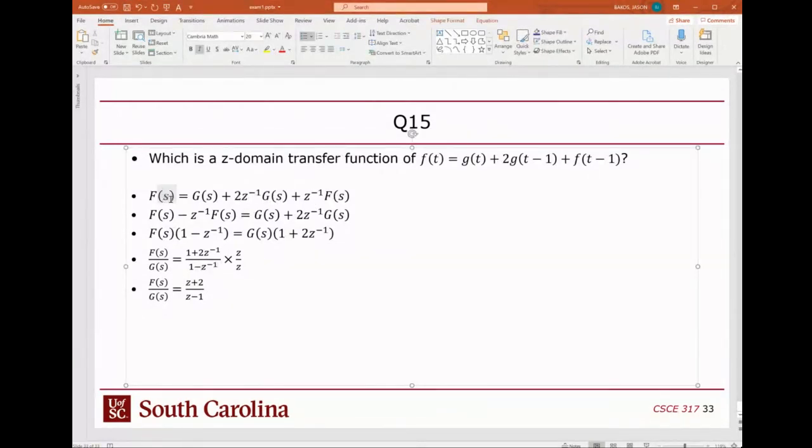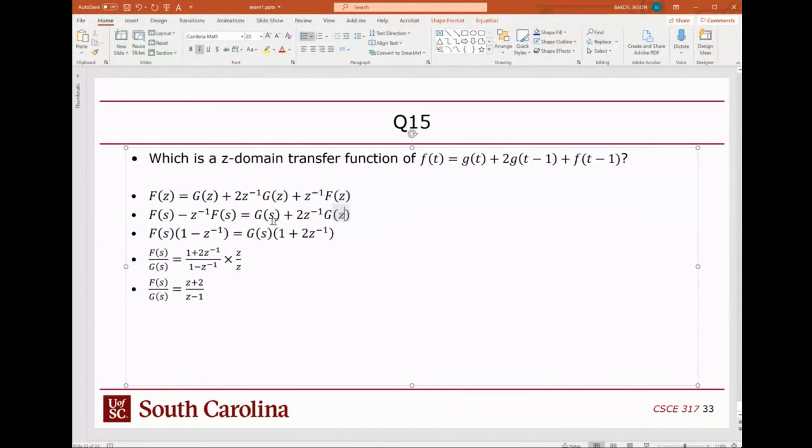And actually, there's a typo here. Sorry, this should be of f of z. Sorry about that. Yeah, these should all be z's instead of s's. Sorry. It's a force of habit putting s in there.